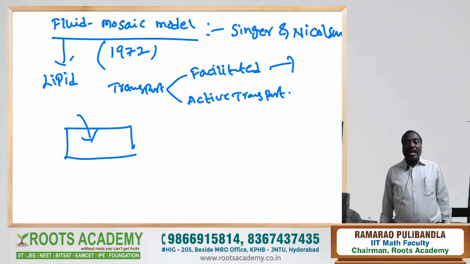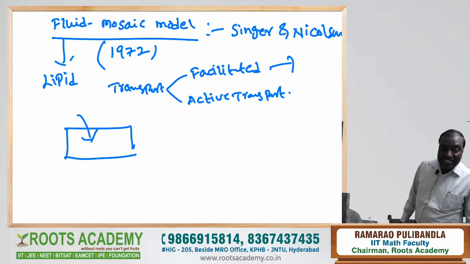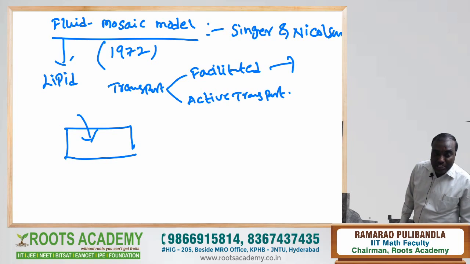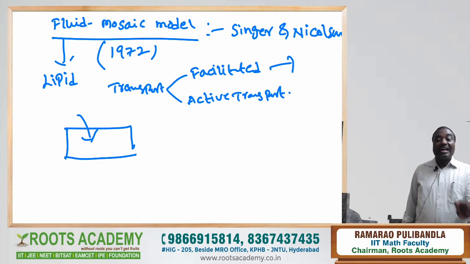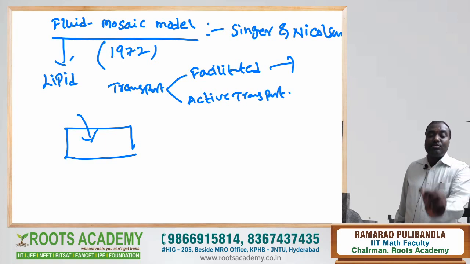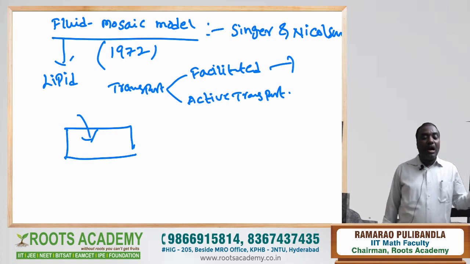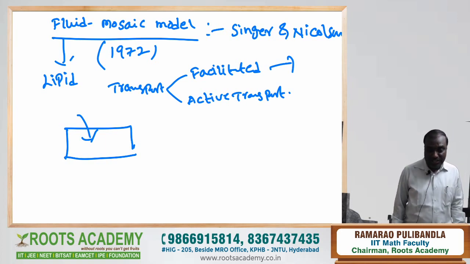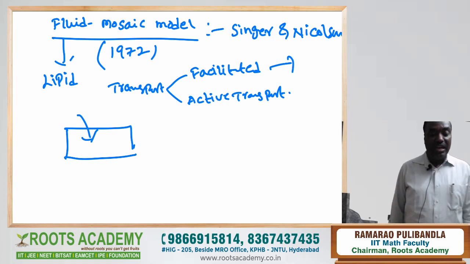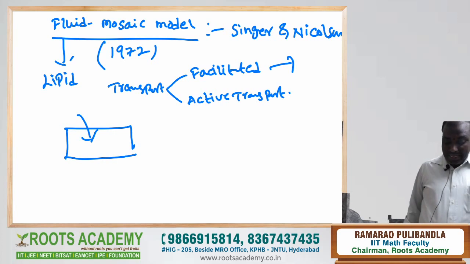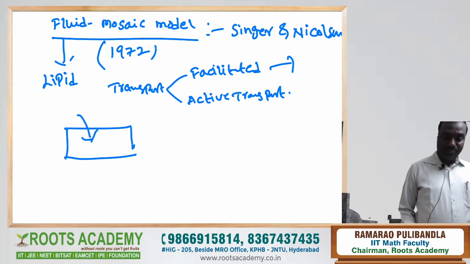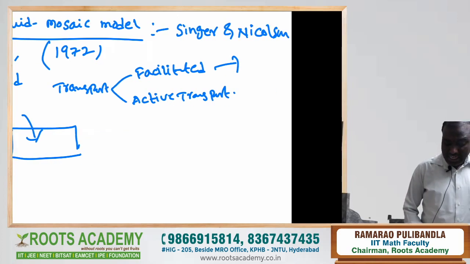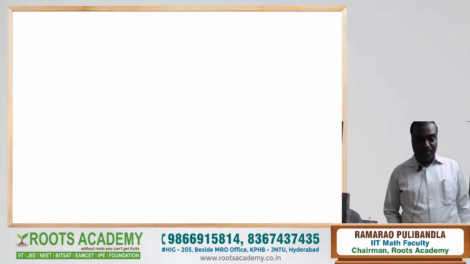Which substances require the help of carrier proteins? Non-polar substances or polar substances? What is the correct answer? Polar substances require the help of carrier proteins. What is the best example for active transportation? The Na plus and K plus pump is the best example for active transportation. Now let us see the endomembrane system.